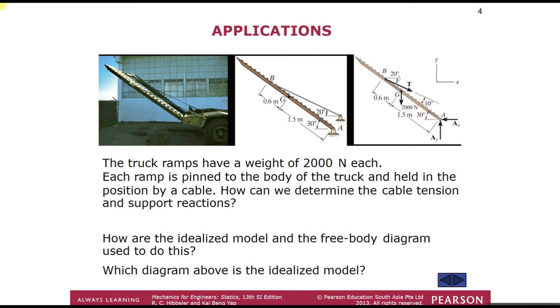So for example, we have a truck ramp with a weight of 2 kilonewton or 2000 newton each. Okay, we can see it has two ramps here. There's one ramp, and the back one is the second ramp. Each ramp is pinned to the body of the truck and held in position by a cable. You can see this is the cable here. Now, how can we determine the cable tension and support reactions?